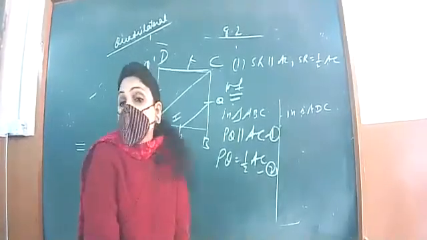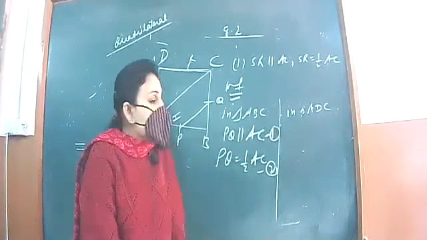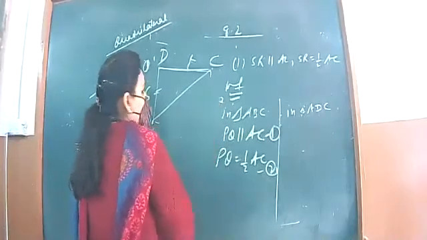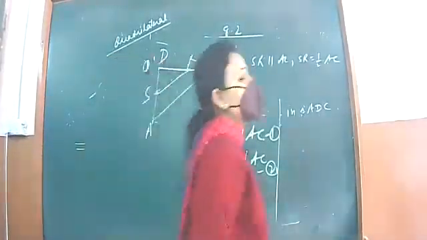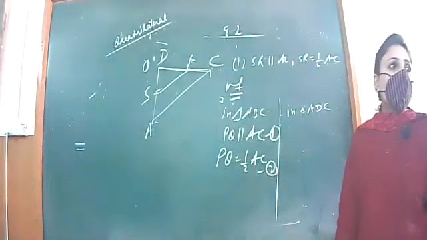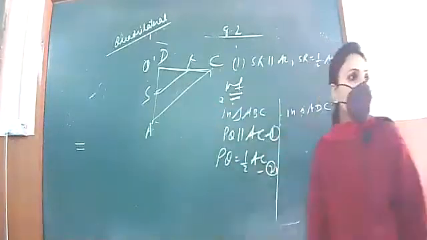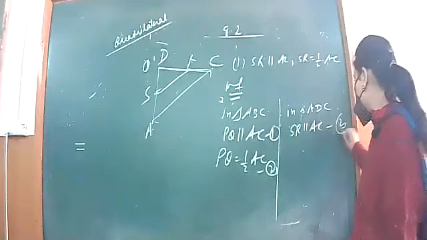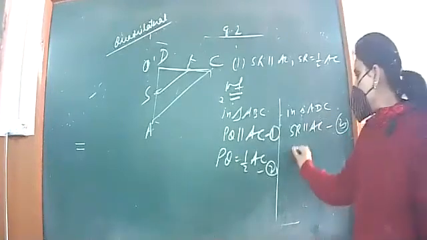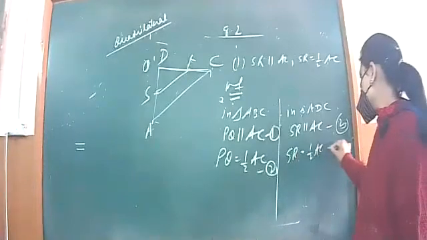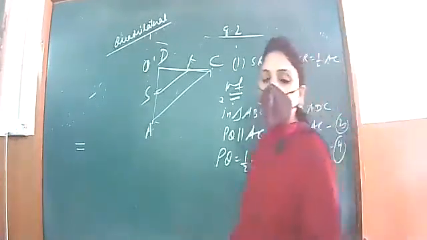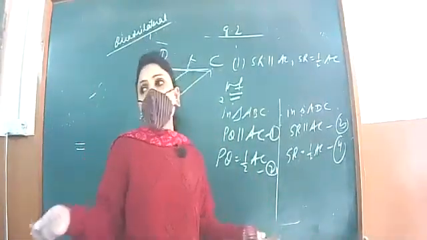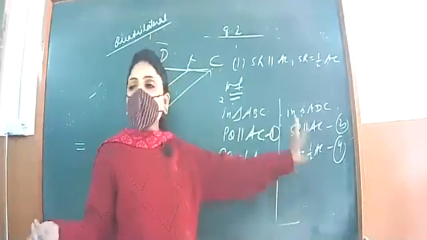Now we are coming to the other triangle, that is ADC. You see, I am going to rub this. Which line are you getting after joining the midpoints? SR. And Aditya, what will happen to this line SR? SR is parallel to AC. SR is equal to half of AC. SR parallel to AC and SR equal to half of AC. See, nothing but we are applying the midpoint theorem. So here you will write midpoint theorem.